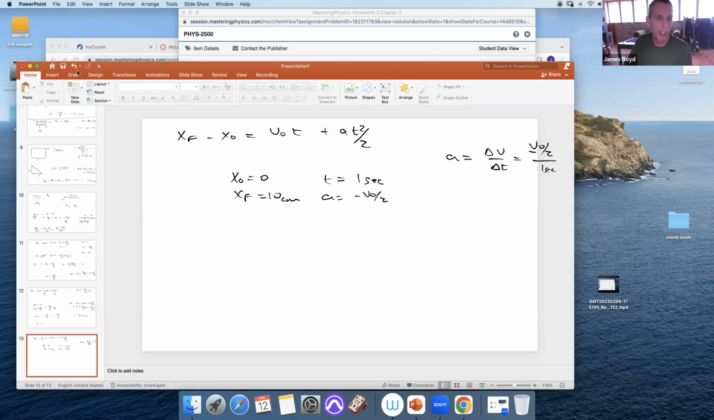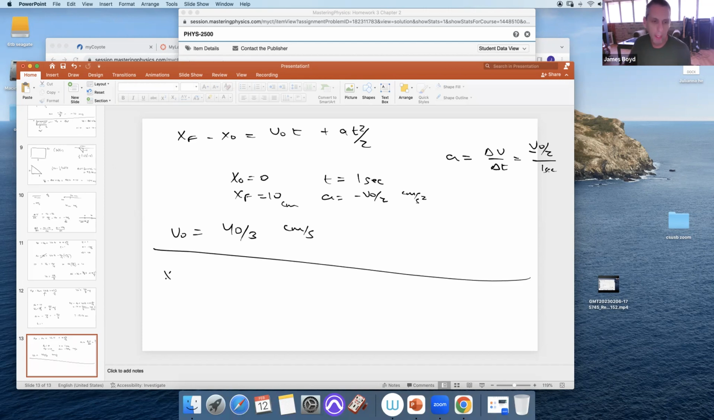You can rewrite that as, just leave it as 10 centimeters. This will be in centimeters per second squared. Okay, so by doing that, we find that the V initial is 40 centimeters over 3 per second. That was just from the first one.